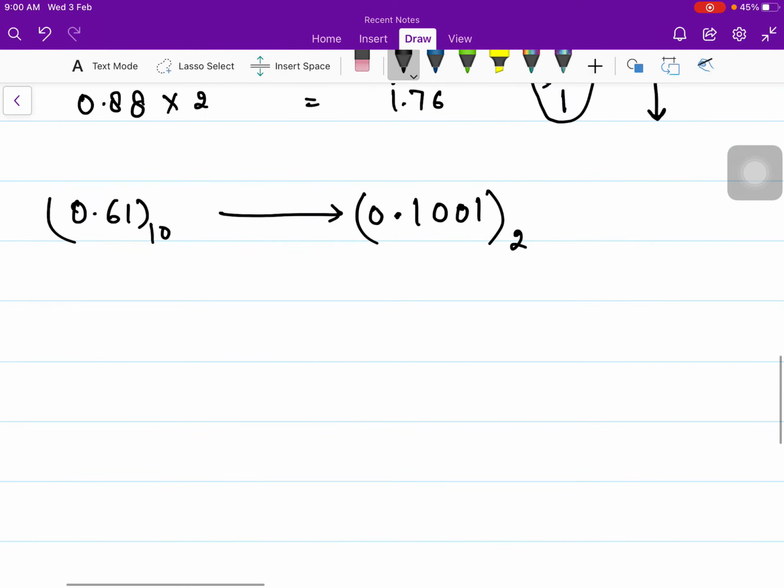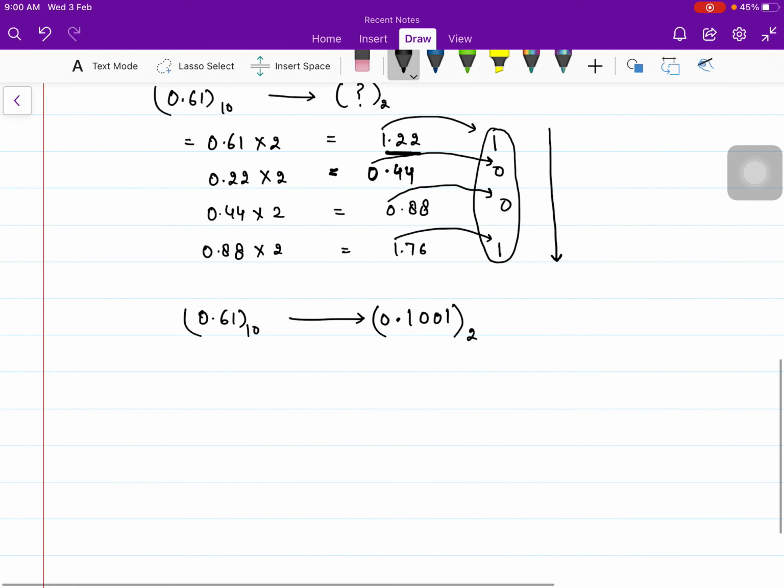Now next comes the opposite of this, that is, we will see the conversion of binary to decimal number system.